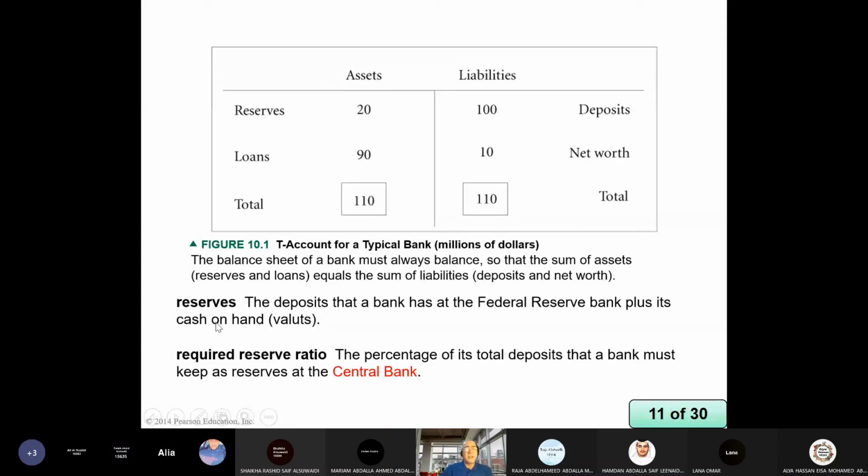What is a reserve with Ali Hassan? Just a moment. أيوة حجية. أيوة.